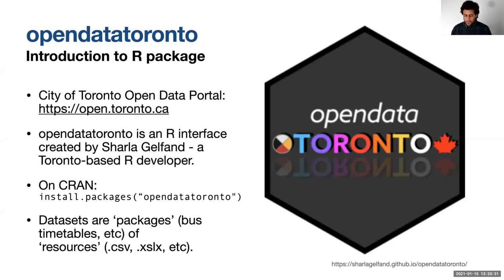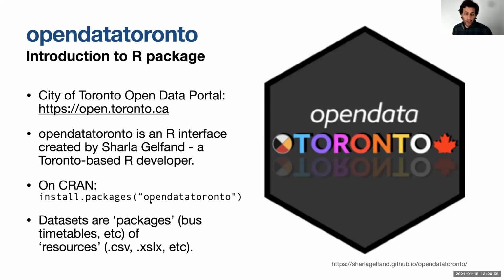Paul mentioned the difference between the CRAN and GitHub installation in terms of cesR, and I'll talk a little bit more about that in a moment. But essentially, what it means is that if you want to use this package, all you have to do is install.packages and then opendatatoronto.